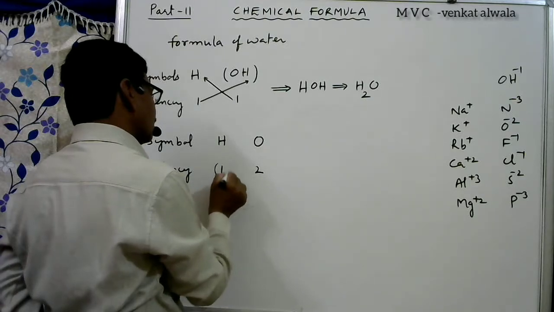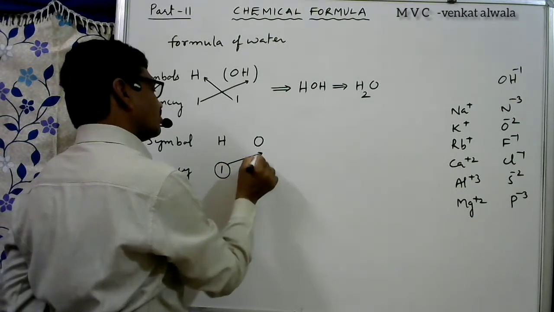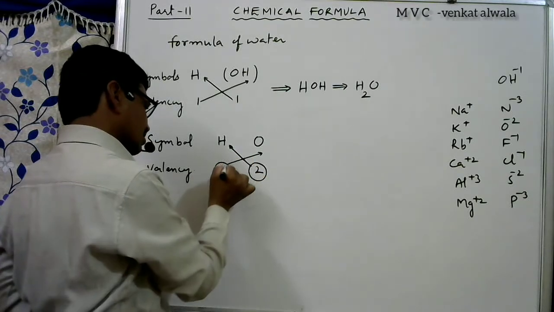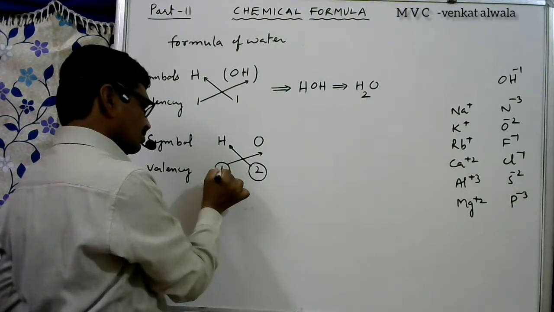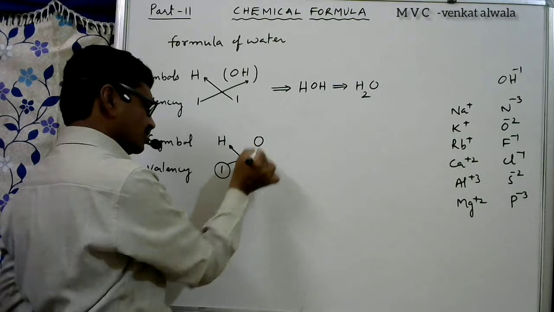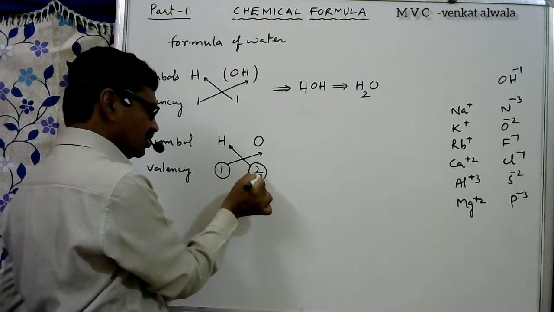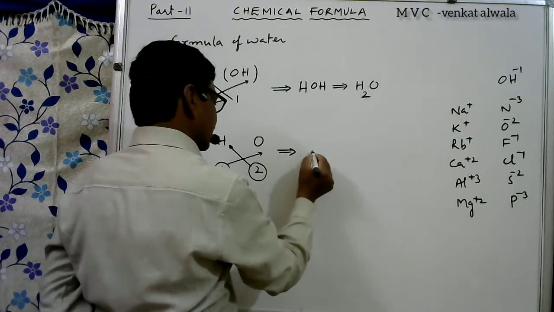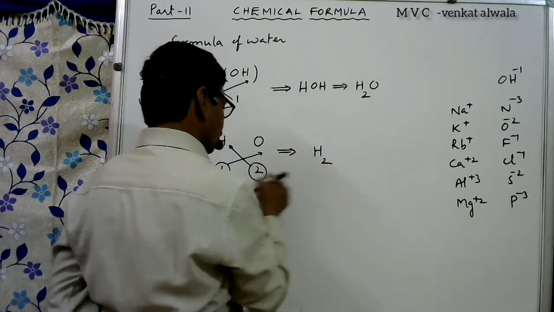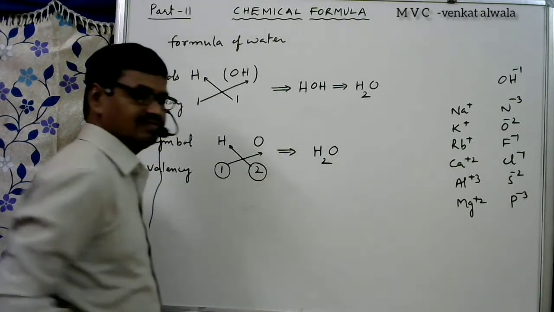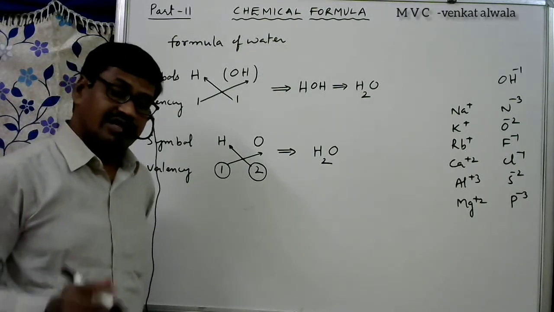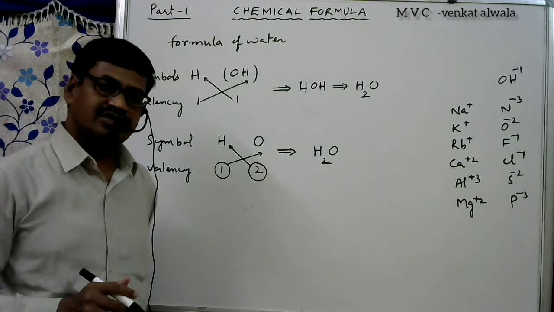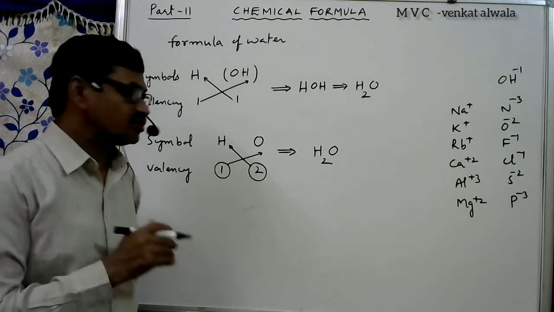So this value we write at the bottom side of oxygen. This is crisscross: the valency of hydrogen we write at the bottom side of oxygen, and the valency of oxygen we write at the bottom side of hydrogen. So what formula do we get? H2 and O1. And while writing a formula, we should take the simplest ratio. That also we will discuss.